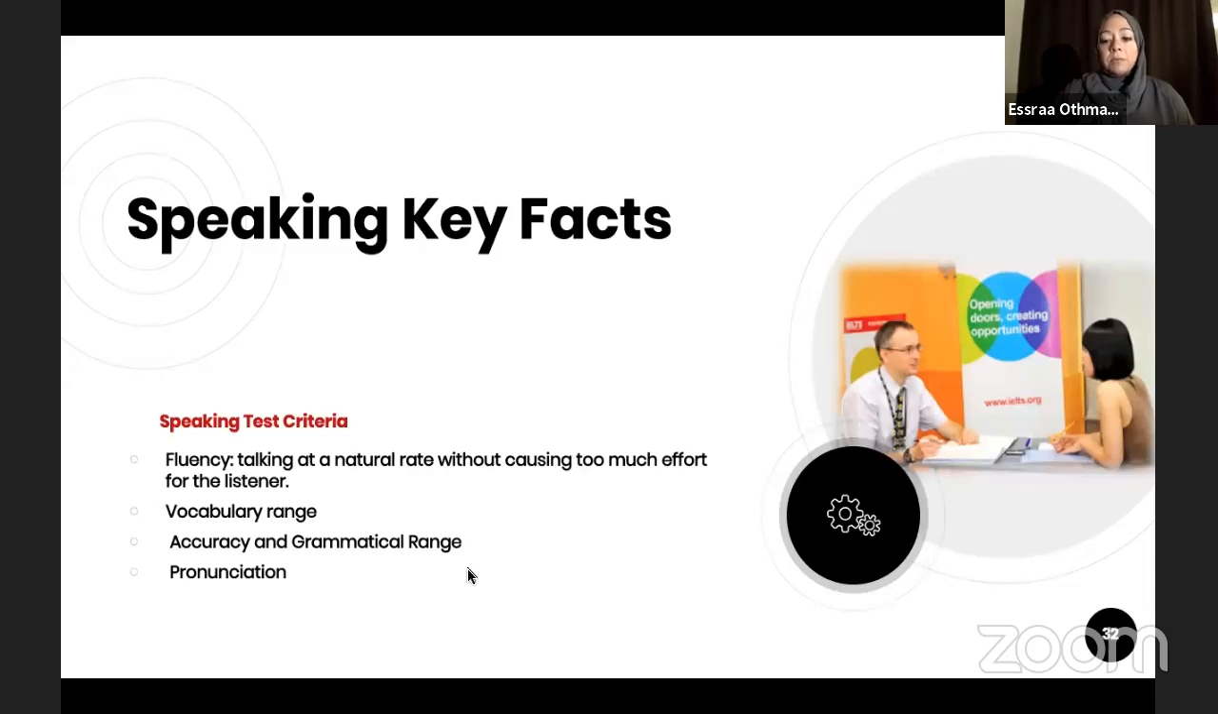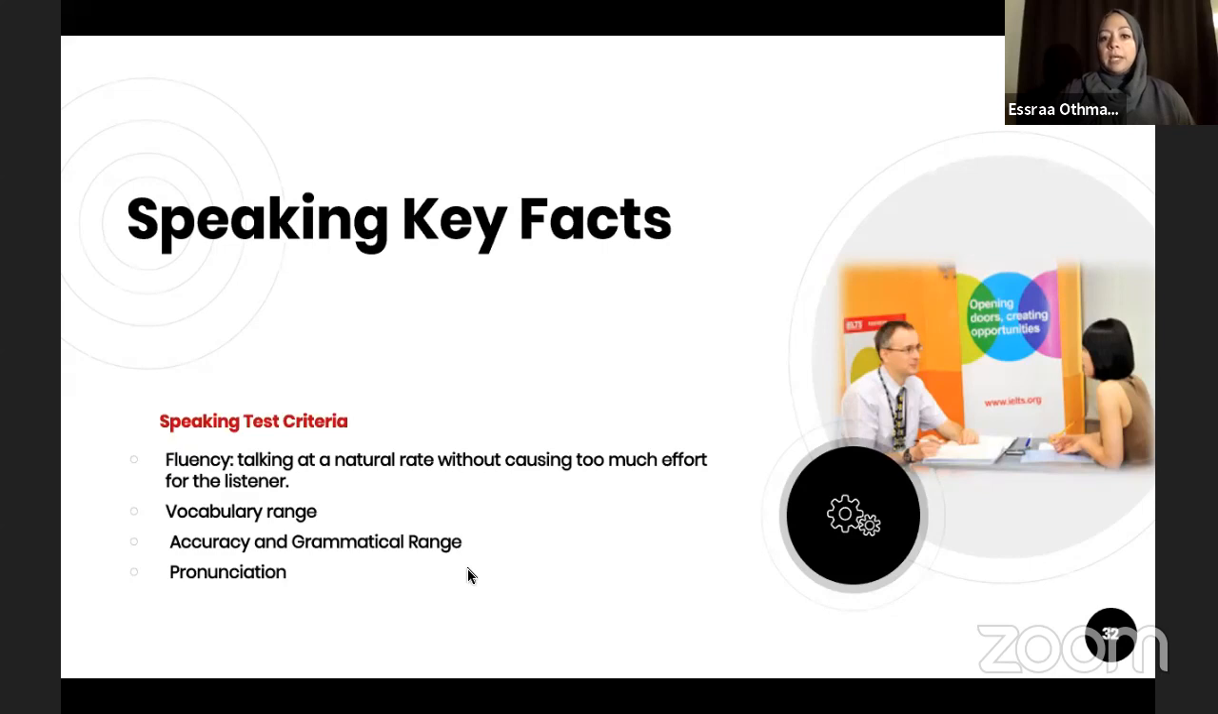Okay, because some people misunderstand the pronunciation here as accent. No, you are not being assessed for your accent. If you have a British one, American one, Australian one, it doesn't matter. Okay, the most important thing is that you are speaking clearly and fluently.